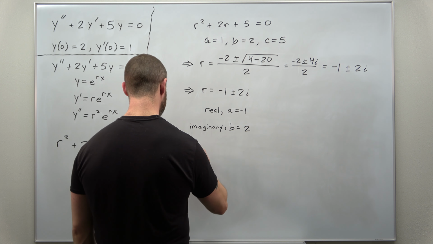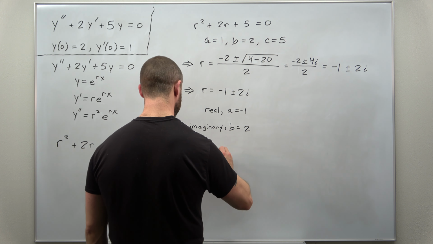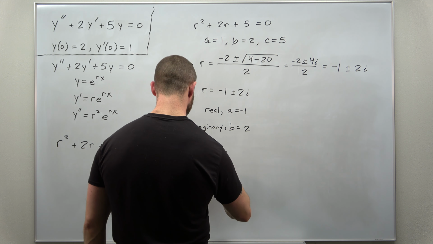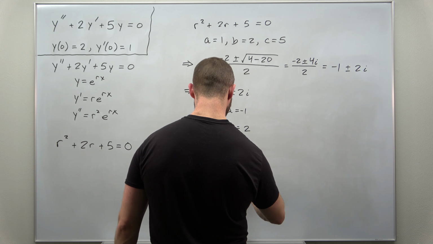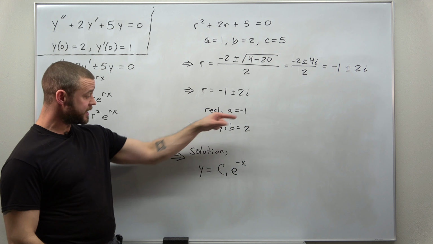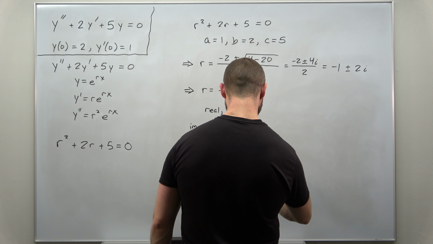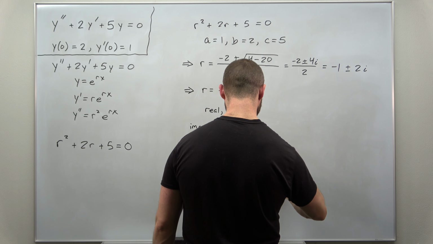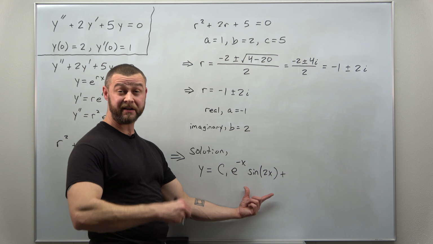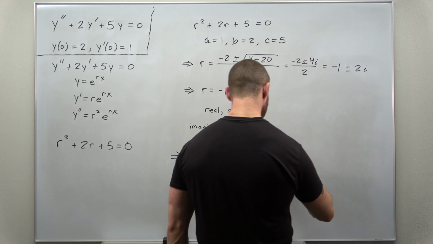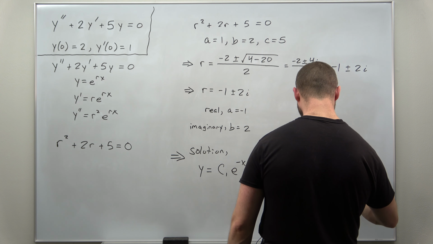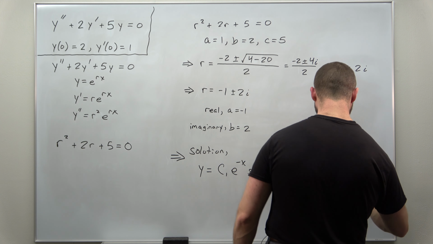So it looks like what we get as our solution, up to your two constants, we get c1 times e to the ax, where a is negative 1, times sine of bx, where b is 2. And then you have a similar term with the sine replaced with a cosine term. So plus c2 times e to the negative x times cosine of 2x.